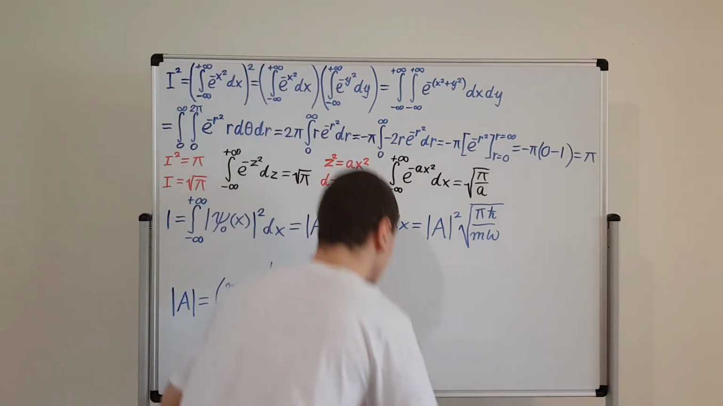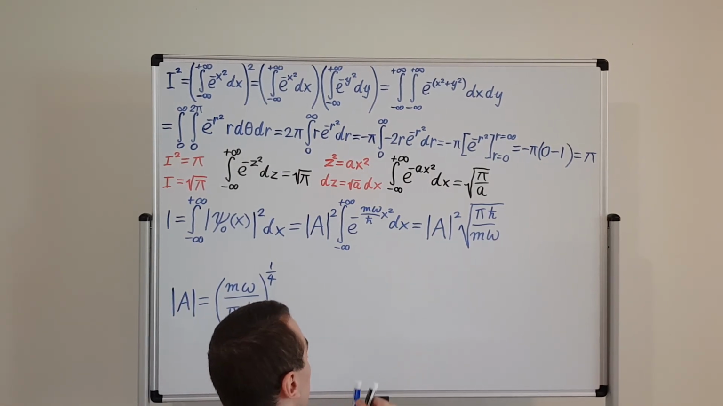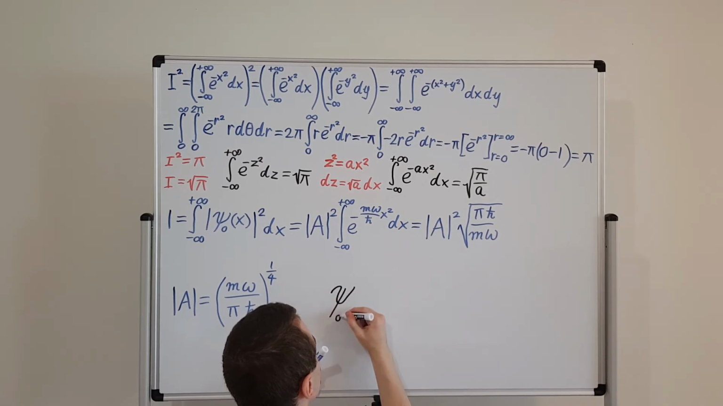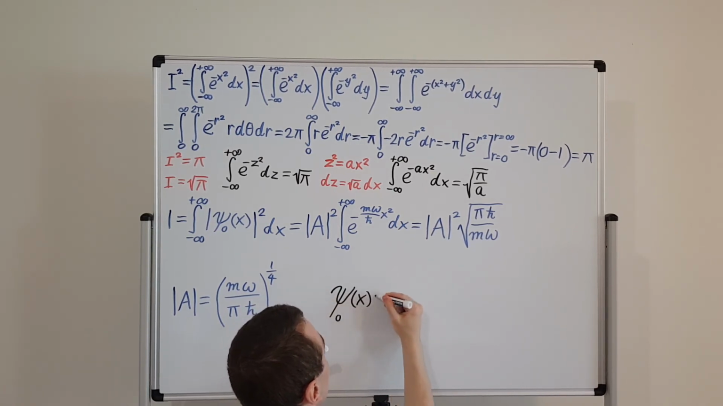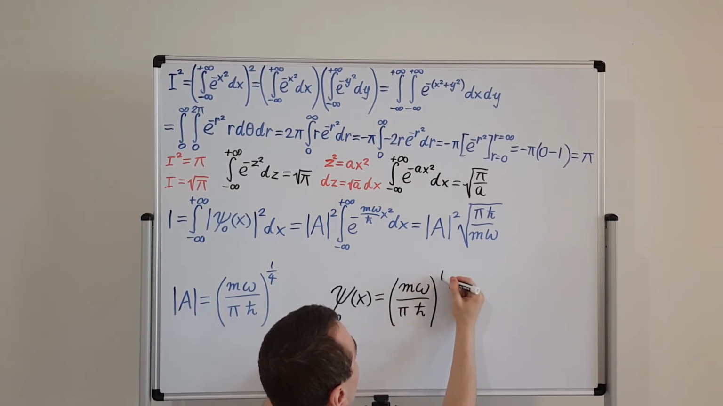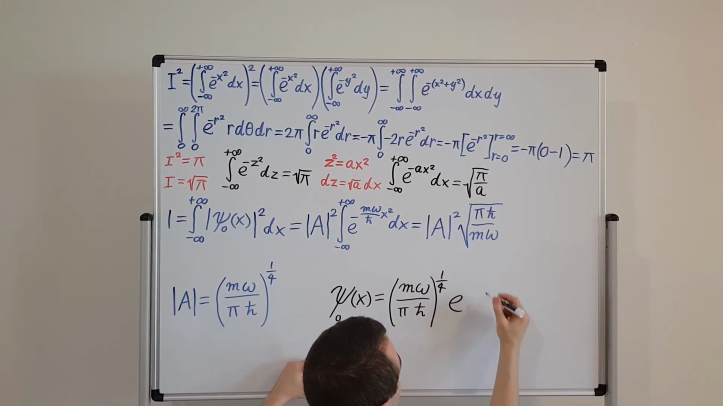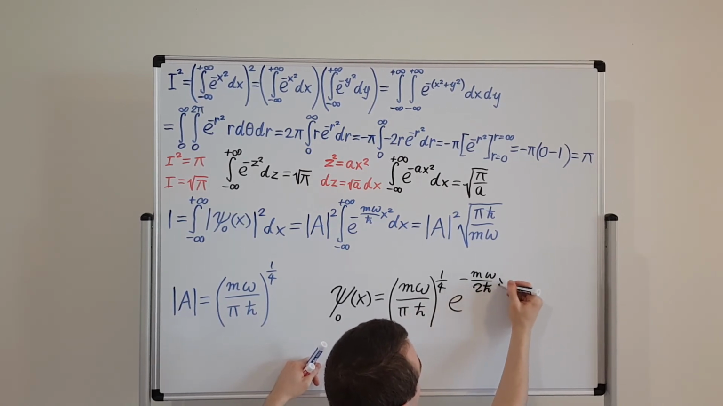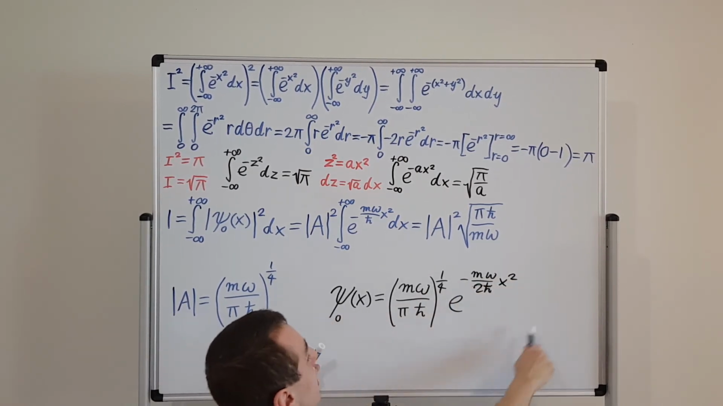So now we can write the ground state wave function in its normalized form. So I'll write that over here. Psi sub-0 of x is equal to m omega over pi h bar to the power of a quarter, 1 over 4, times the Gaussian function. This Gaussian function has the form e to the minus m omega over 2 h bar times x squared. So that is the Gaussian that we have over here.